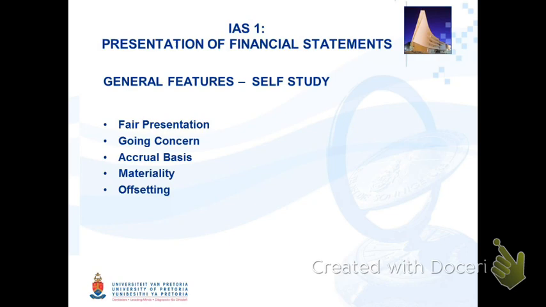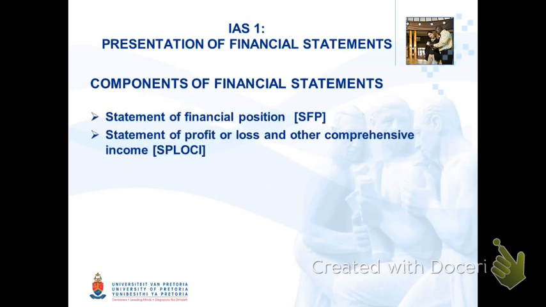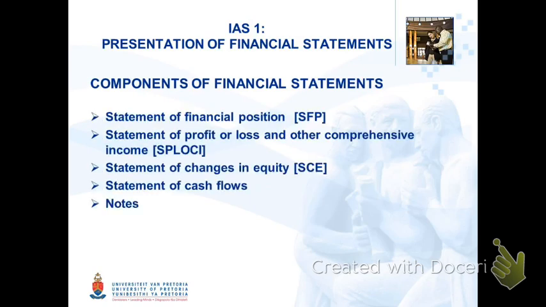The general features you must know. They are for self-study. Firstly, fair presentation, your going concern, the accrual basis, maturity, and then offsetting. Now, offsetting isn't something that is allowed in accounting. There are very exceptional cases which we're not going to discuss. Your component financial statements, as you can see there, very quickly: the statement of financial position, statement of profit or loss and other comprehensive income, statement of changes in equity, statement of cash flows, and then your notes.